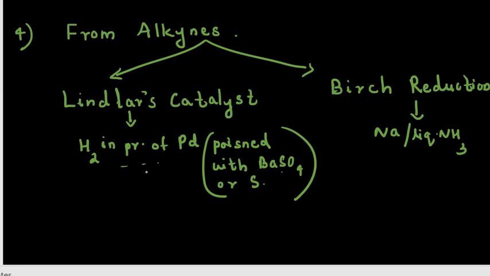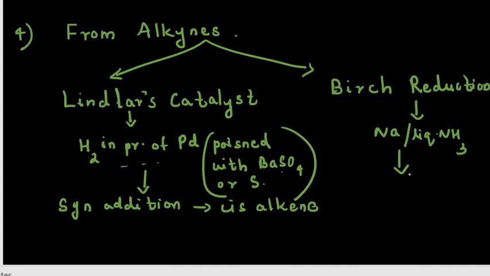Now what is the difference between these two? In the case of Lindlar's catalyst, it undergoes syn addition. Now what do you mean by syn addition? Addition on the same side, and thus we will be getting cis alkene. Whereas in the case of Birch reduction, it will give rise to trans alkene. That means the added one will be in opposite direction.